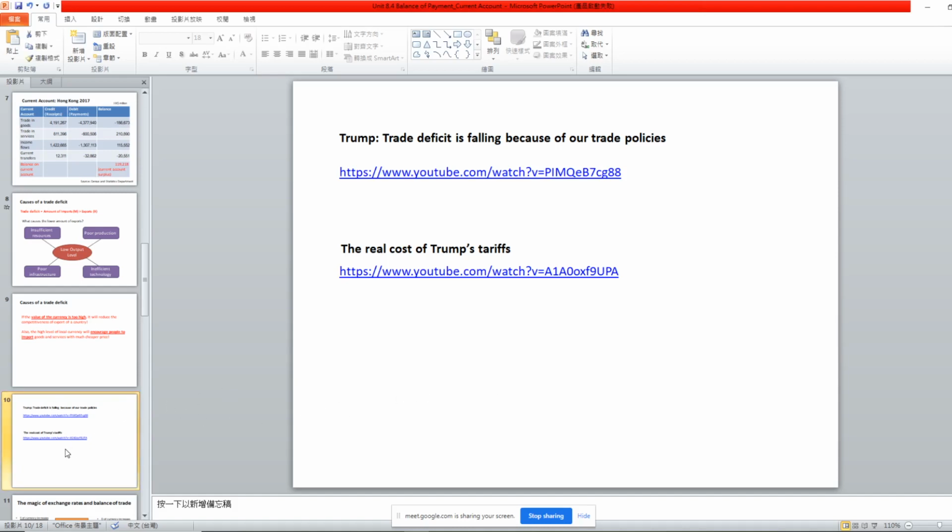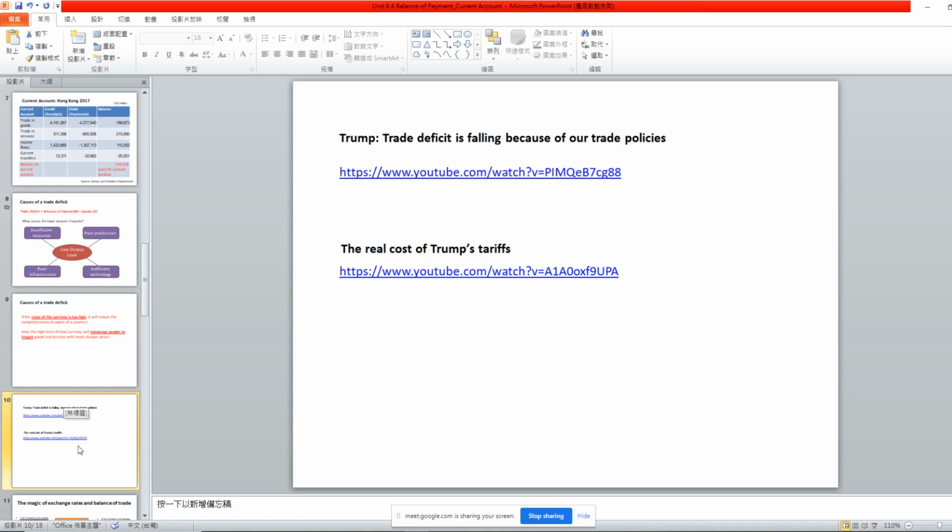So we talk more about this topic when we go to a higher level. But here, this is all you have to know, right? So that's all for this topic here, about tariffs and trade deficit.